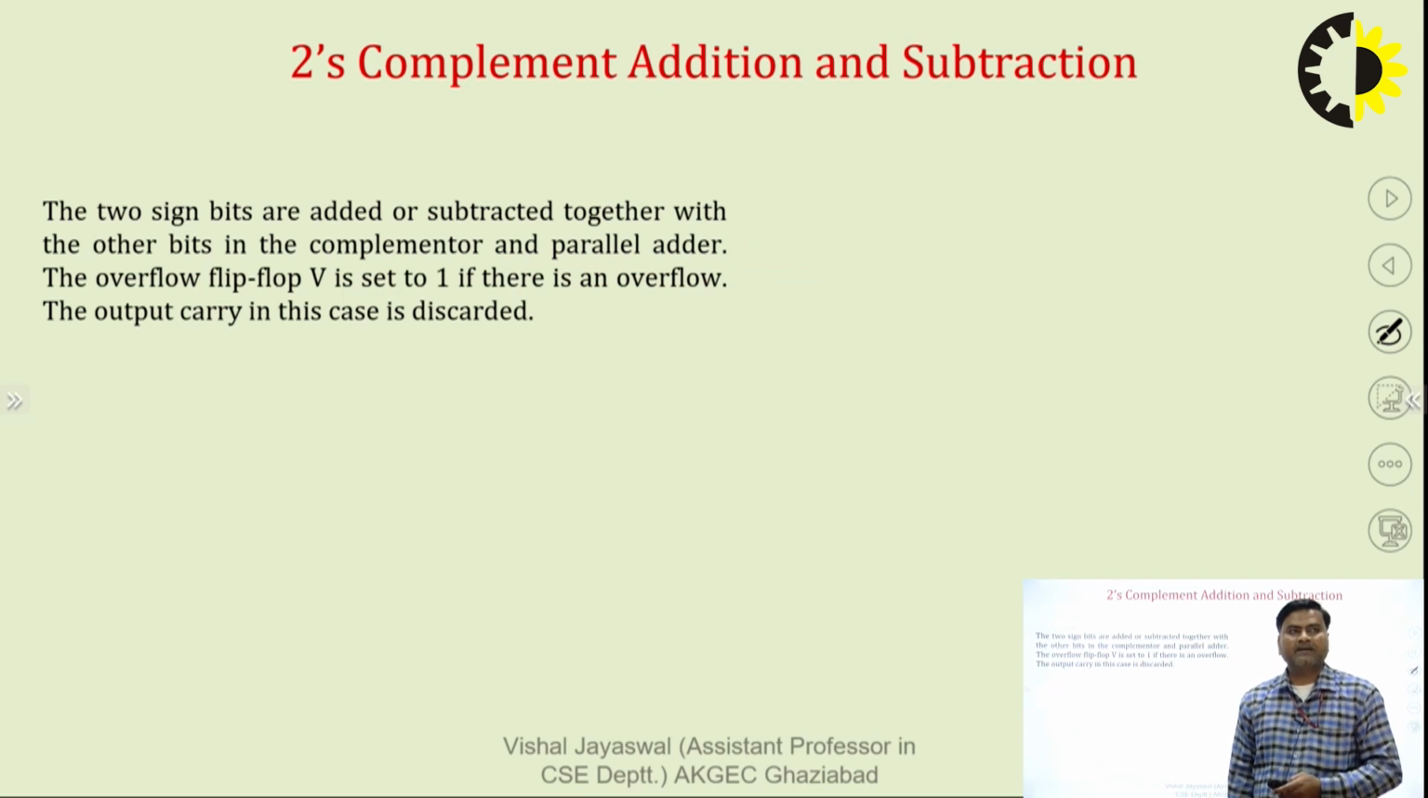The two sign bits are added or subtracted together with the other bits in the complementary and parallel adder. The overflow flip-flop V is set to 1 if there is an overflow. The output carry in this case is discarded. Basically, if we add or subtract the numbers and get the carry output, then we discard that carry. We cannot store that carry.